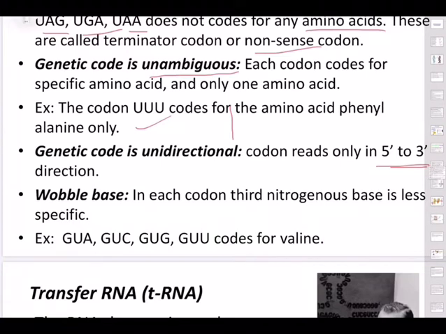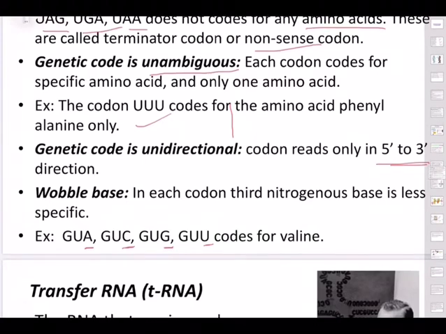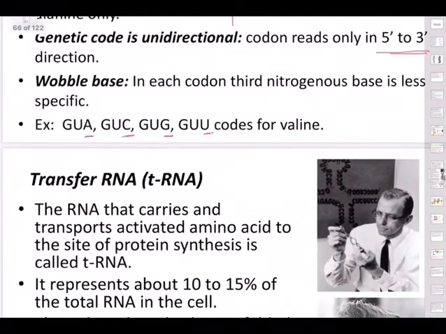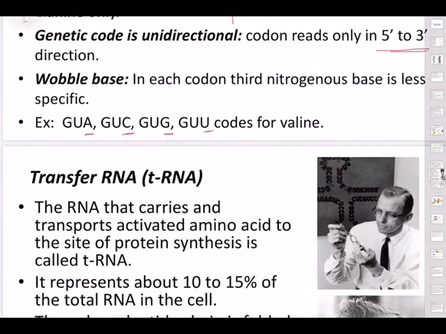And when we say wobble base, wobble means not so strong. It's wobbling, we say, just shaking, shivering. So GUA, see third one, and GUC, GUG. First two letters are common. Only third one is wobbling. And all these code for one amino acid only, valine. So that's called wobble hypothesis or wobble base.